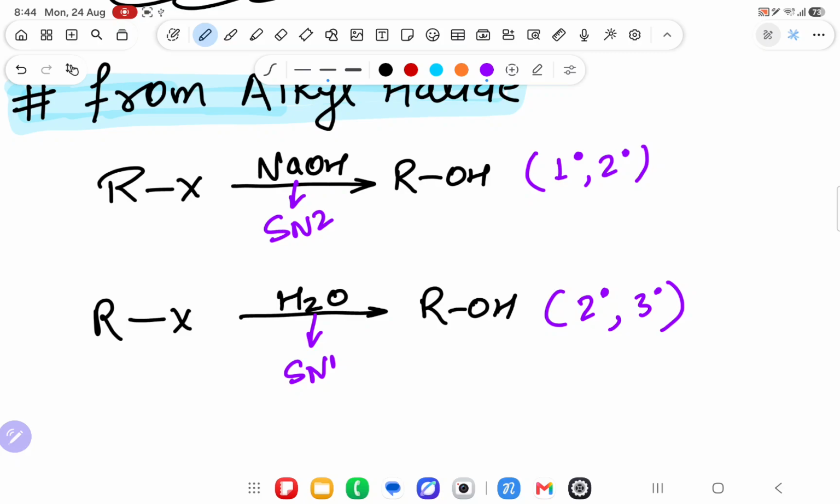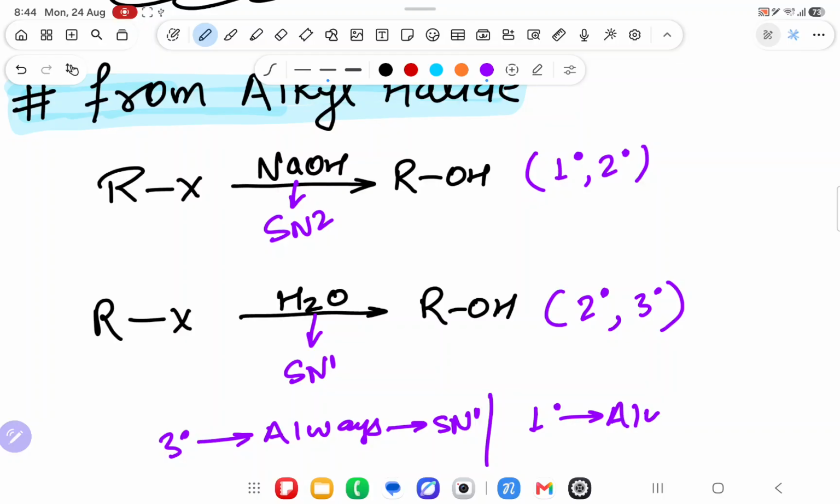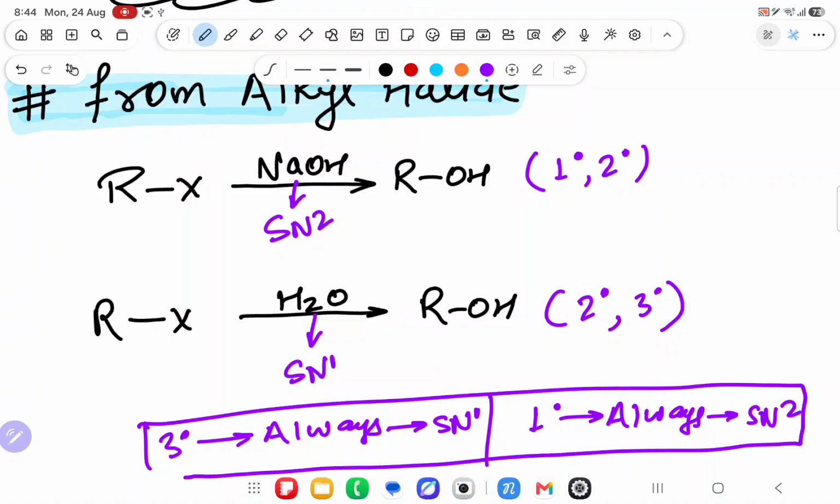So sir, what happens if this is 3 degree? Then 3 degree is always, without any confusion, SN1. 1 degree is always, without any confusion, SN2. If they are doing nucleophilic substitution, and not elimination, don't say that.